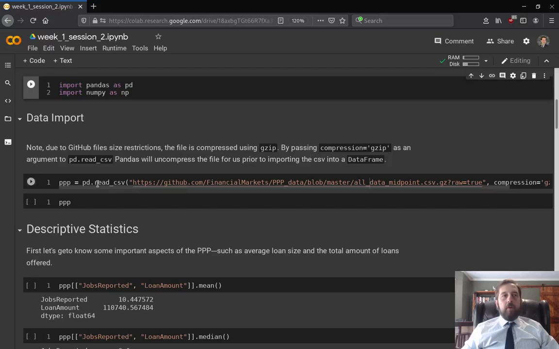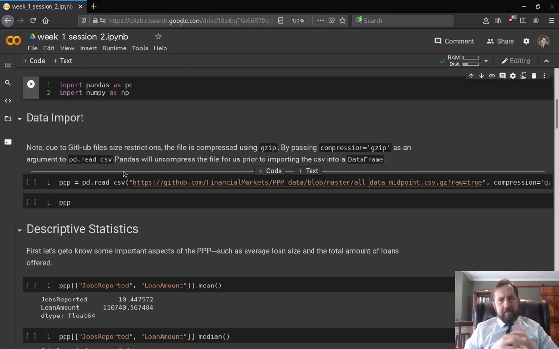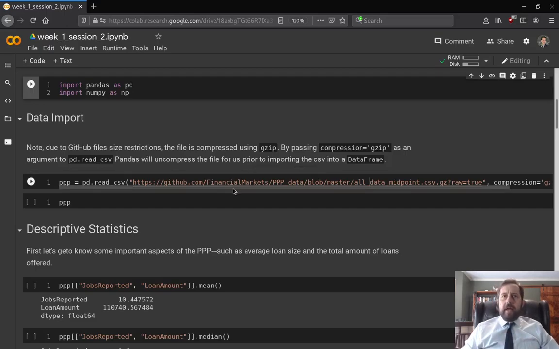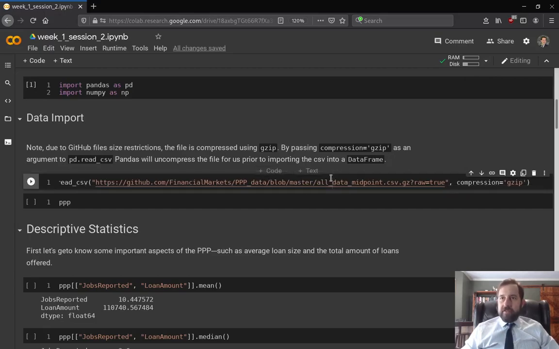Then we're going to pull the program. The data set is a CSV file. However, because of the size limits on GitHub, I believe it's 700 megabytes, you can't have a file greater than that. The size of this CSV file was over that. So what I had to do was post a compressed version of the CSV file to GitHub.